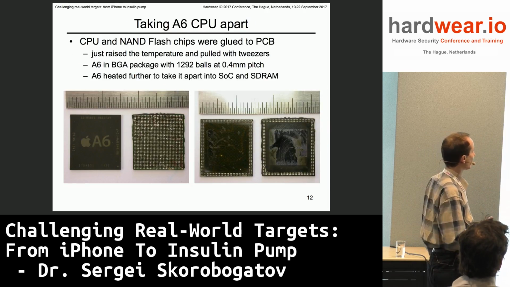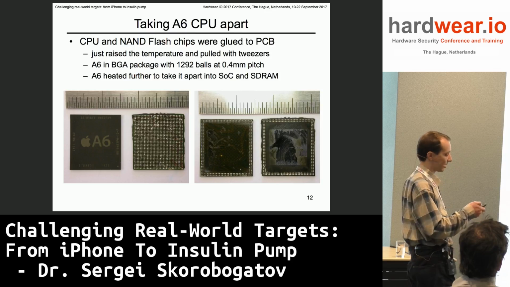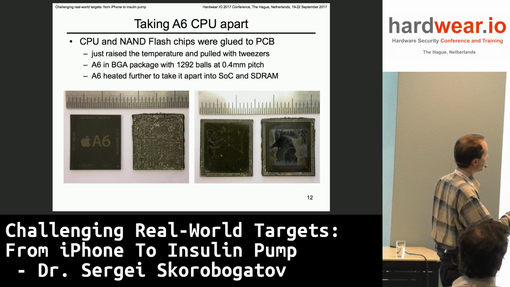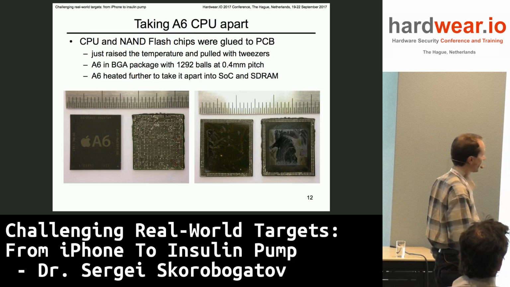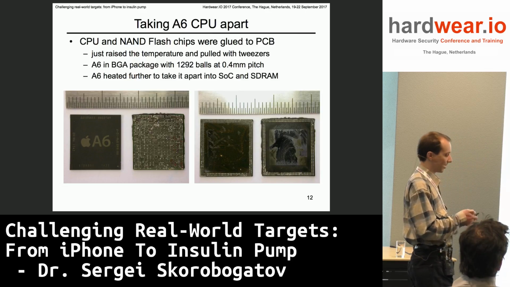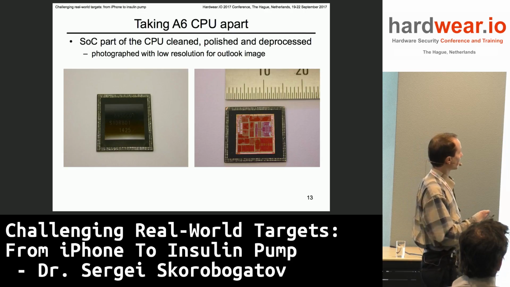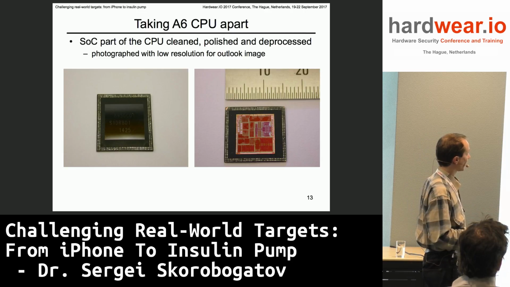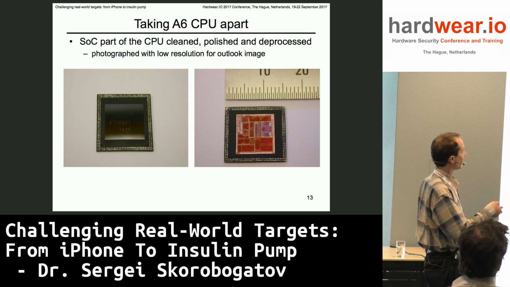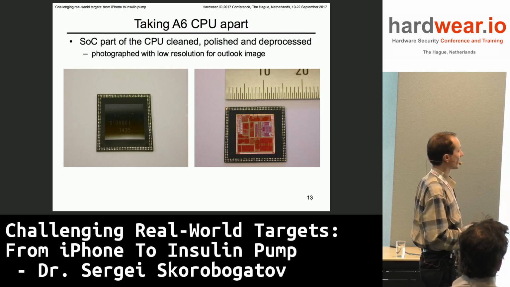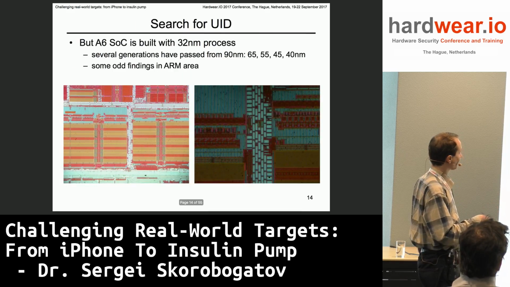First we try to look at the CPU. So it's a relatively old A6 CPU in BGA package, and it also consists of two parts, the actual CPU and the DDR3 memory. And the CPU can be deprocessed so that you can see the internal structure of transistors and connections inside.